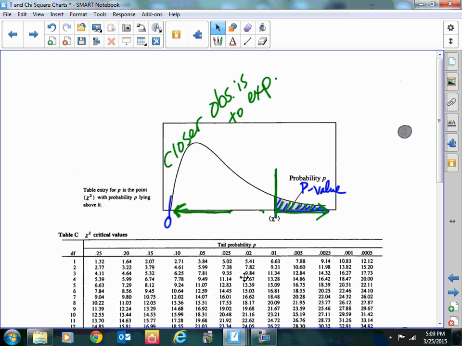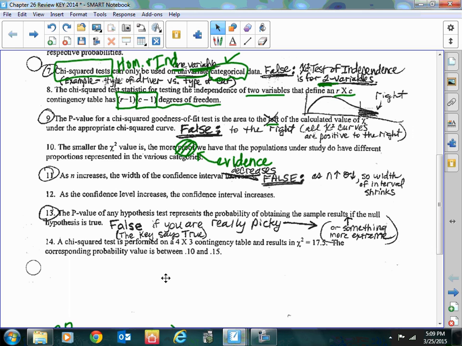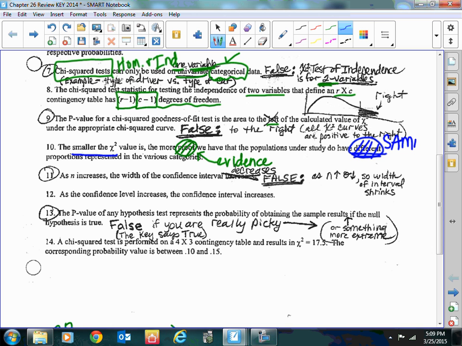Okay, so let's look at what this says here. The smaller the chi-squared value is, the more evidence we have that the populations under study, so what we're trying to make a claim about, has different proportions represented in the various categories. Okay, and that would be false. And this is the main problem here. The smaller your chi-squared, the closer you are getting to expected. Observed is getting closer to expected. So the more the same proportion represented in the various categories. All right? And we'll go ahead and stop there.